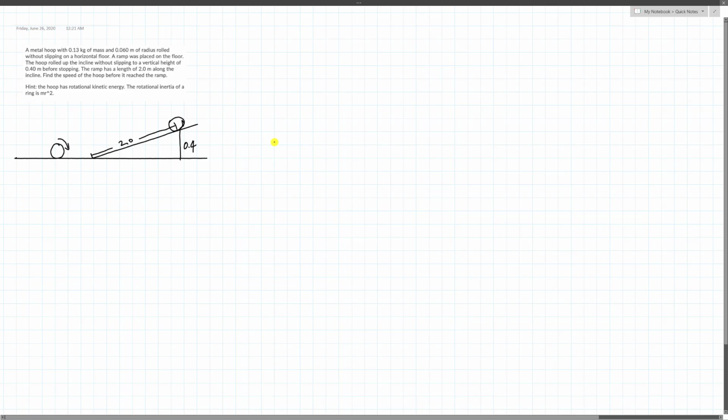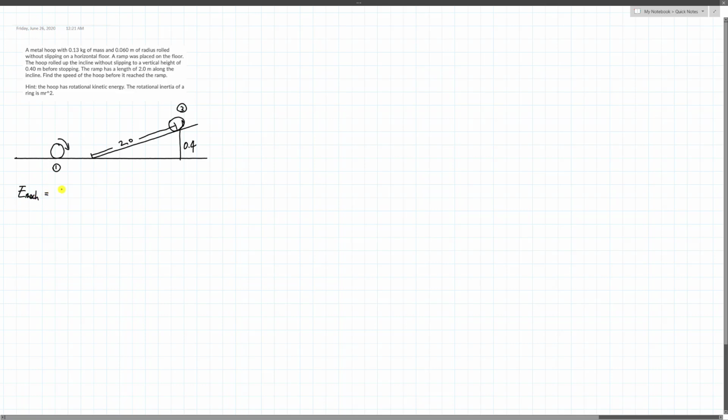Okay. And we can use energy conservation, including rotational kinetic energy. So here, this is a timestamp of 1, of 2. So 1 has rotational kinetic energy. It also has translational kinetic energy. 2 has just gravitational potential energy. There's no kinetic energy.